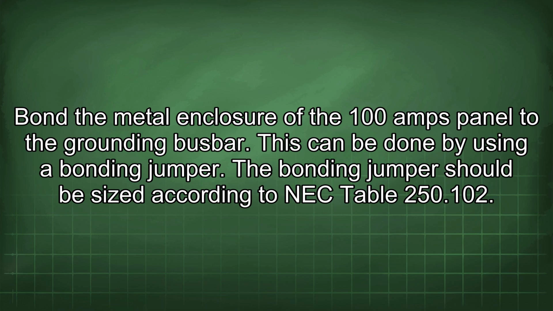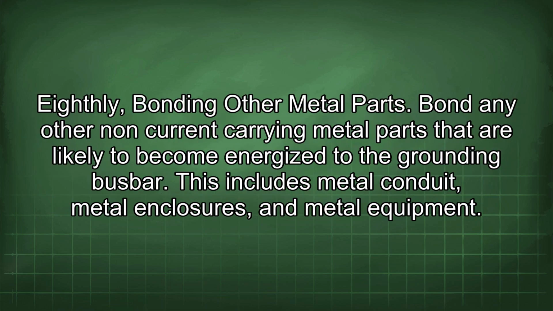The bonding jumper should be sized according to NEC Table 250.102. Eighthly, bonding other metal parts. Bond any other non-current carrying metal parts that are likely to become energized to the grounding busbar. This includes metal conduit, metal enclosures, and metal equipment.